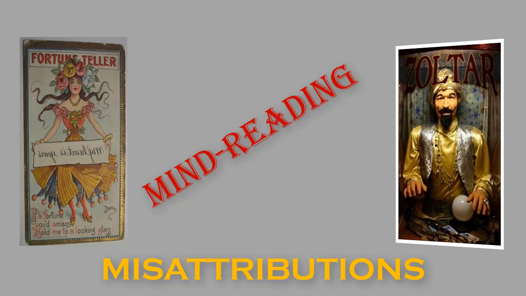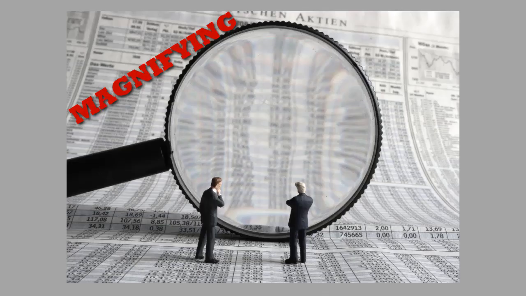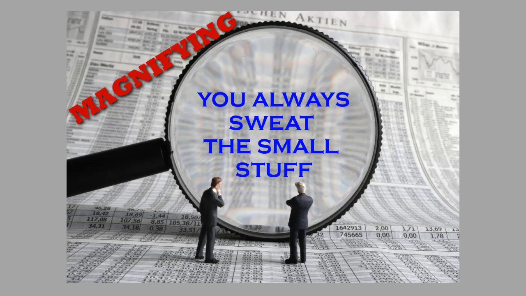Our last cognitive distortion is magnifying. And this is where you turn a small problem into a molehill. You sweat the small stuff. You get caught up in minutia. You get caught up in the insignificant stuff. Magnifying can also be known as catastrophizing. In other words, you see every single thing at a level 10.